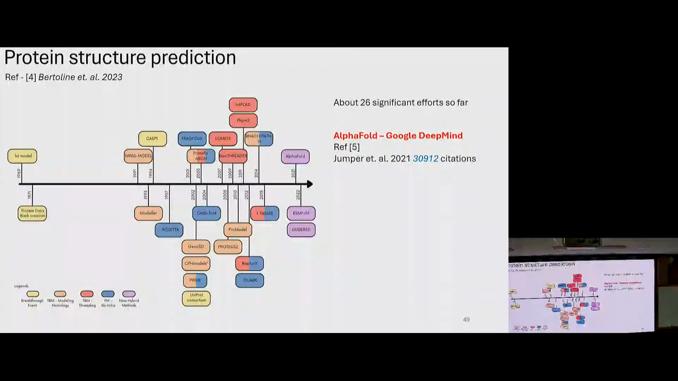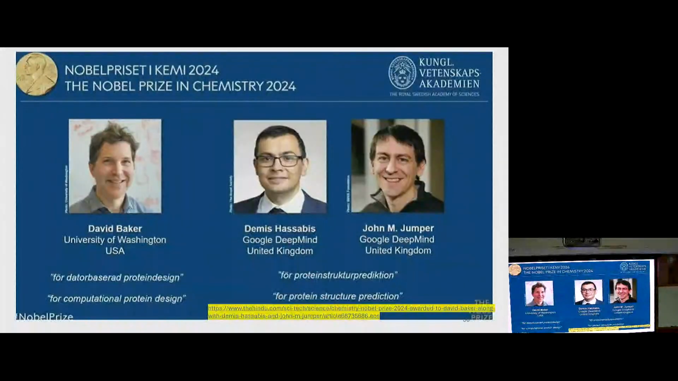So what difference do they make? If you look at the protein structure prediction problem, AlphaFold won the Nobel Prize in 2024. You remember? So these three people won the Nobel Prize in 2024 for solving the protein structure prediction problem. Baker, Demis, and John. So what was their contribution? Their contribution was a transformer model for mapping a sequence to structure. What is the input? Input is a protein sequence. What is the output? Output is the structure of the protein.